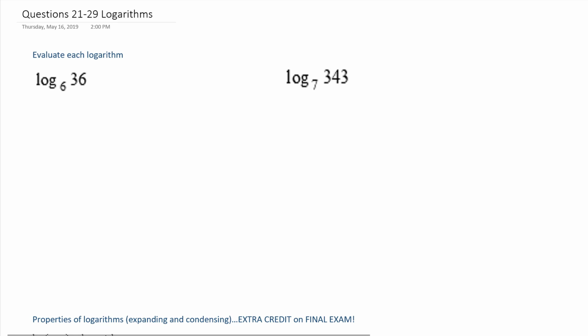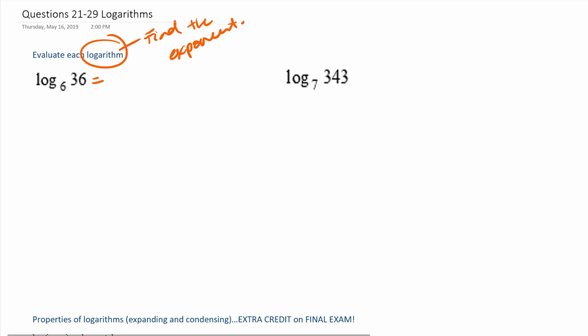Evaluating logarithms is really simple. It's just understanding the basic definition of logarithms. And what we wanted to remember is that when evaluating logarithms, what we're trying to do is find the missing exponent. Okay, if you can remember that, that's going to take you a long way in understanding how to work with logarithms.